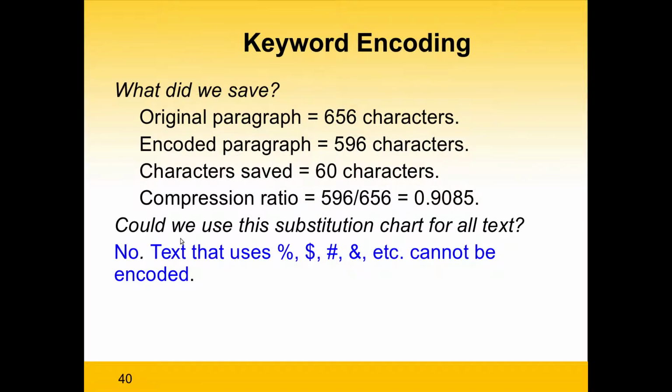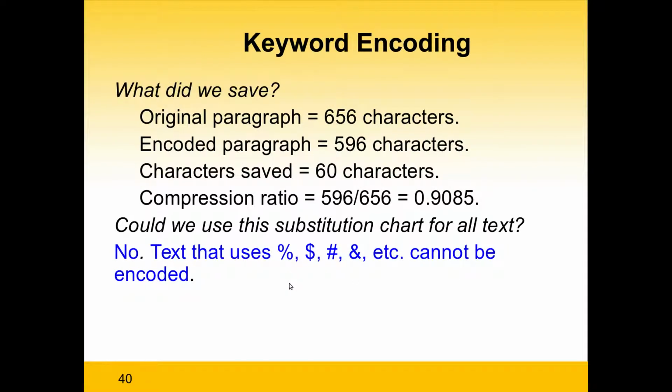So the question is, could we use this substitution character for all text? And the answer is no, because some texts use some of these codes, like $ and pound, and therefore they cannot be encoded.